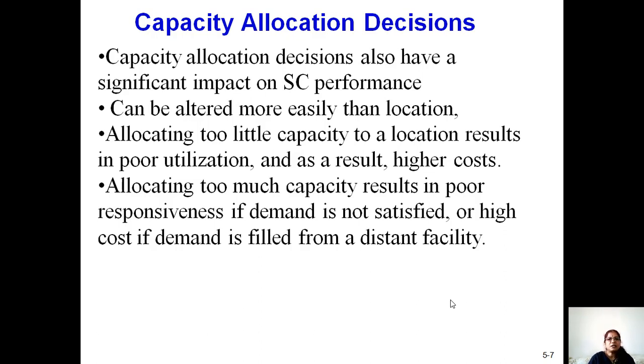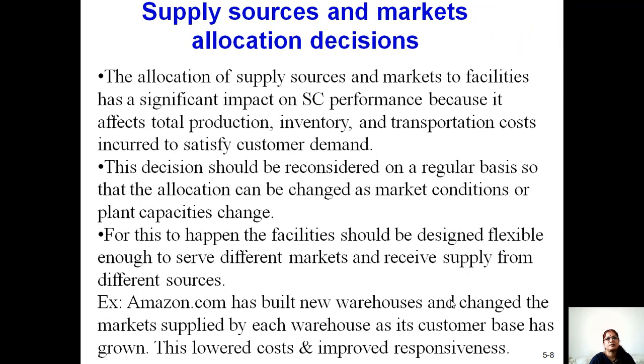They once again have significant impact on supply chain performance because they affect the different other costs. But compared to location costs, these can be altered a little bit more easily. Allocating too little capacity to a location results in poor utilization and higher costs, and allocating too much capacity to a location will affect the responsiveness if demand is not satisfied.